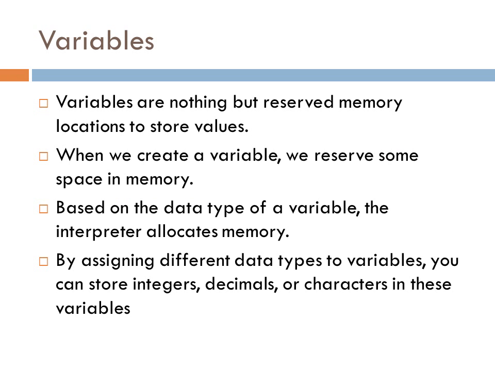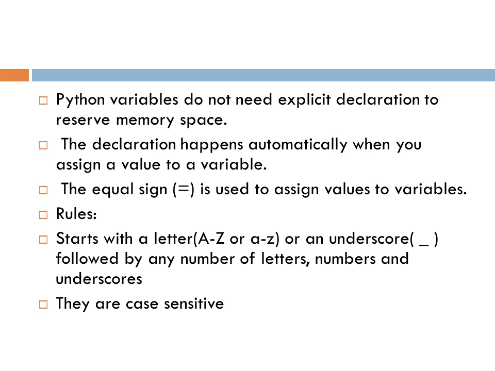That is the advantage of Python shell. Next, what are variables? The basic variables of a Python program. Python variables are nothing but reserved memory locations to store values. By assigning different values to variables, you can create integer, decimal and character variables. Python variables do not need explicit declaration.